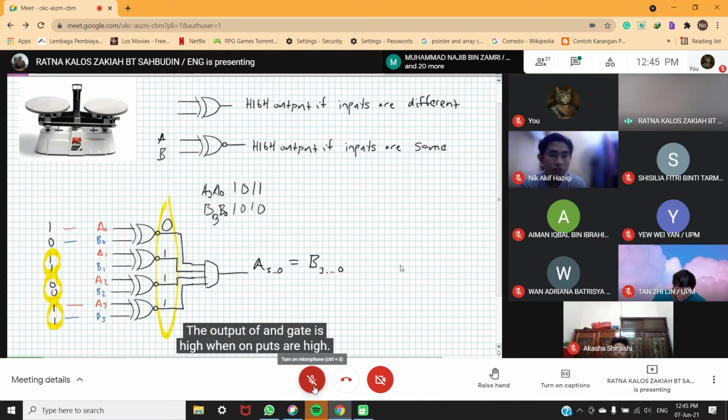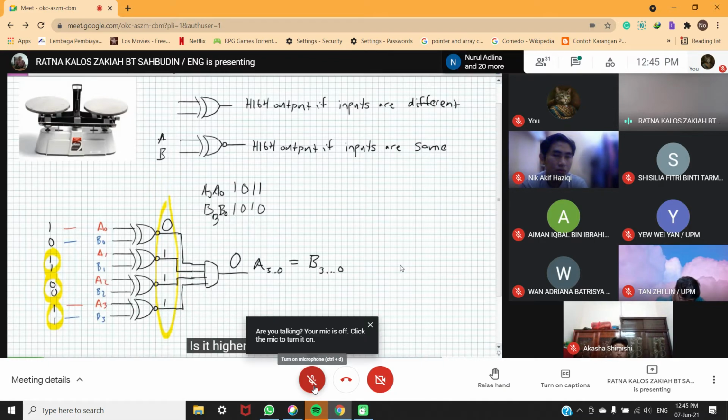The output of an AND gate is high when all inputs are high, and all inputs are not high. A does not equal B is being sent. It's telling you that there is an inequality in there. Now, the point comes in, which way is it? Is it higher or less than? Is it greater than or less than?